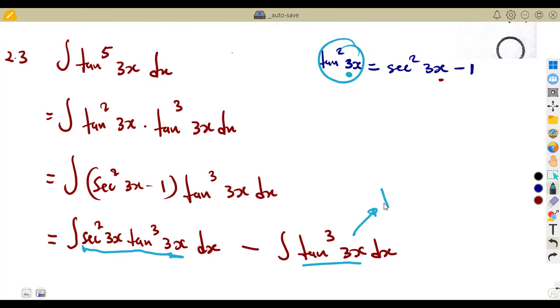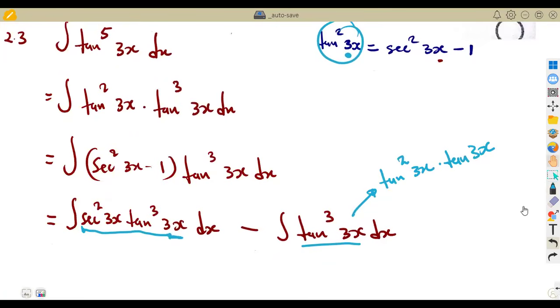We said this is going to be tan squared 3x. But in order for us to have tan to the exponent of 3, what are we supposed to do? We multiply by tan 3x, so that this will give us tan to the exponent of 3. So this is what we have. Remember, always where there's a tan squared, what are we supposed to do? Let us just rewrite this. Sec squared 3x, tan cubed 3x dx like this.